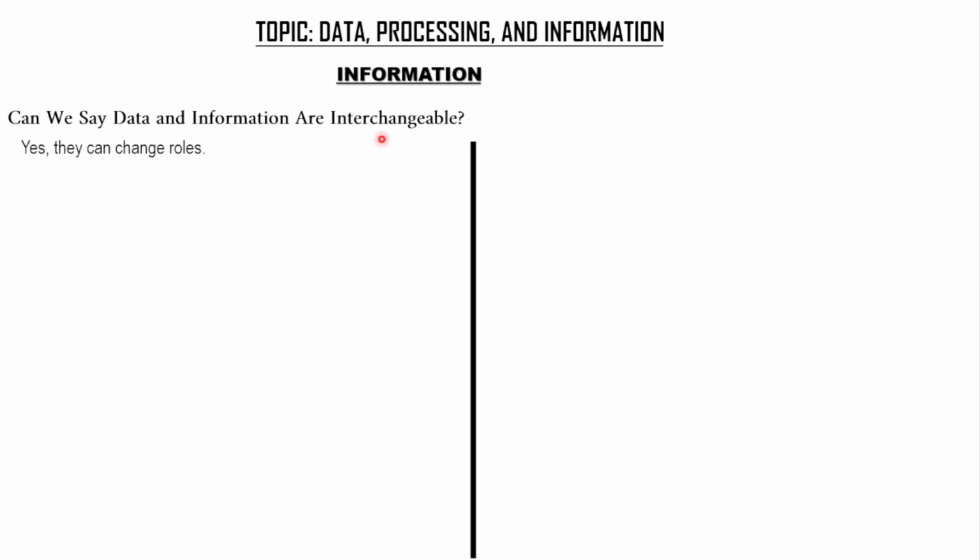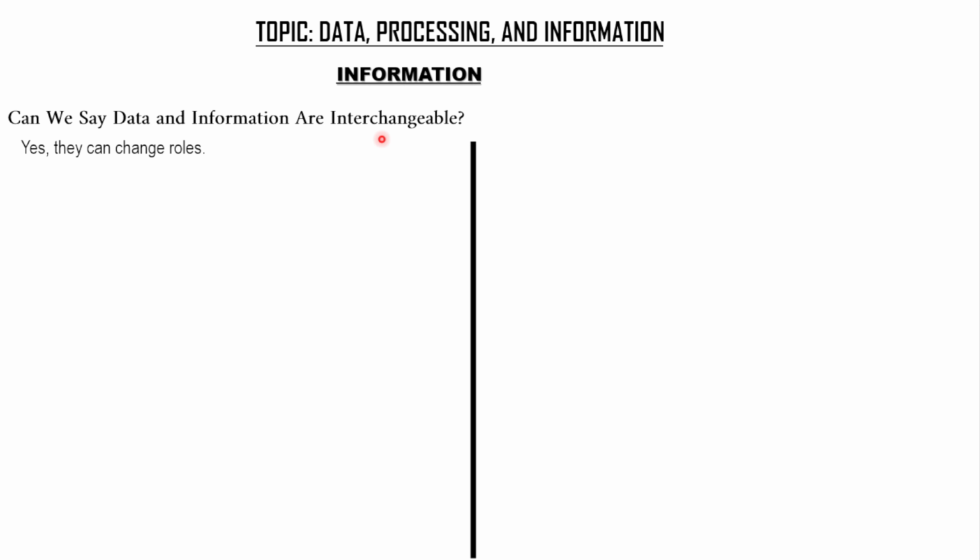So far, we've learned that data is raw fact and information is processed data with meaning. But here is something very important to understand. Data and information can actually change roles, right? What is considered information in one situation can later become data in another situation. It all depends on what processing is happening next, right?